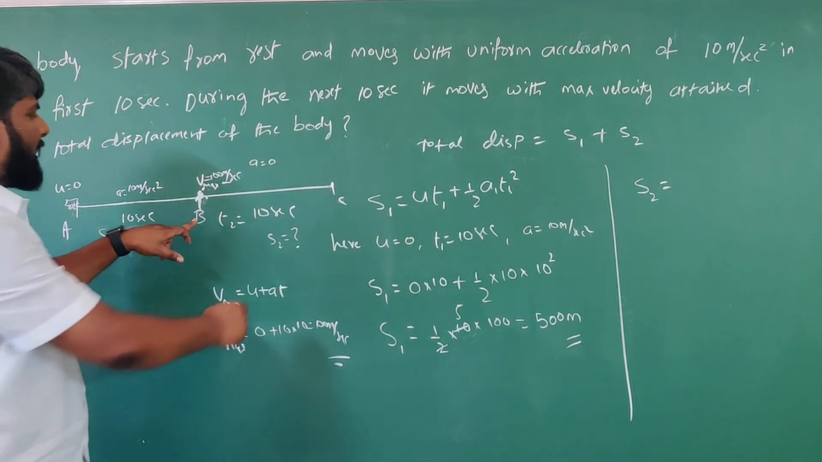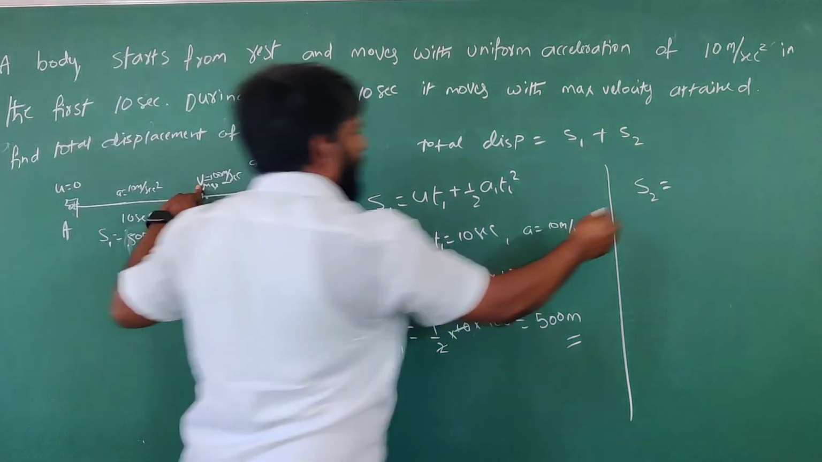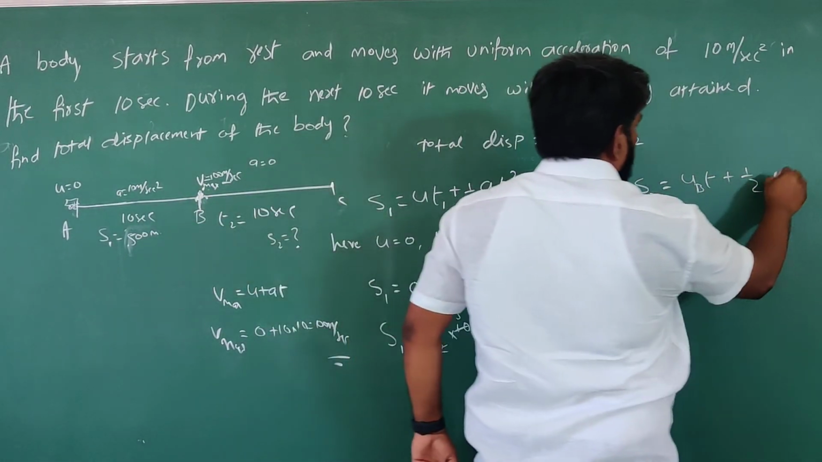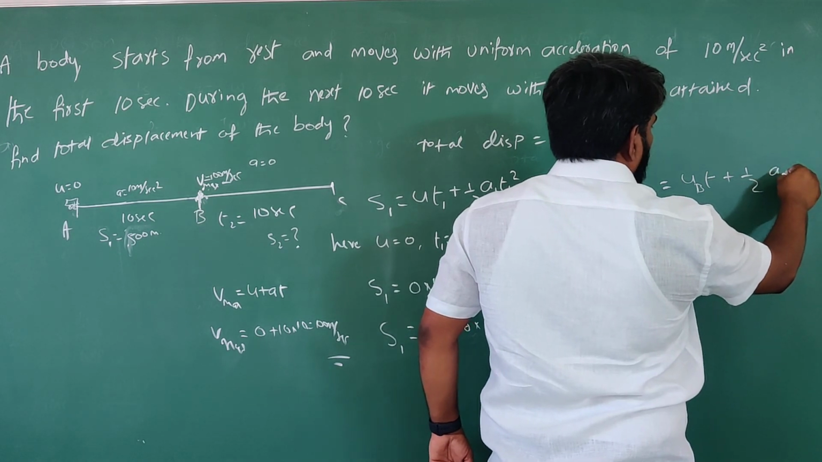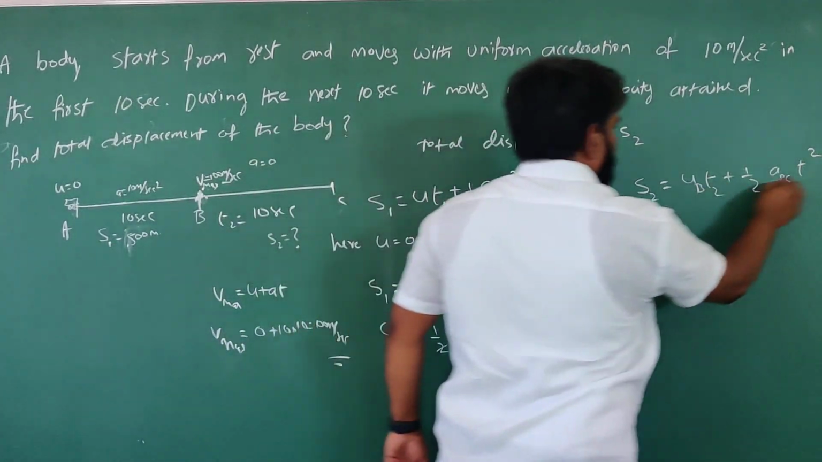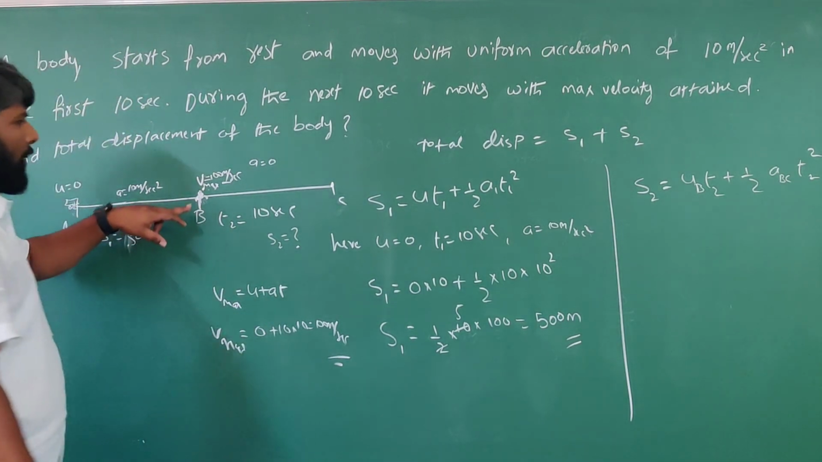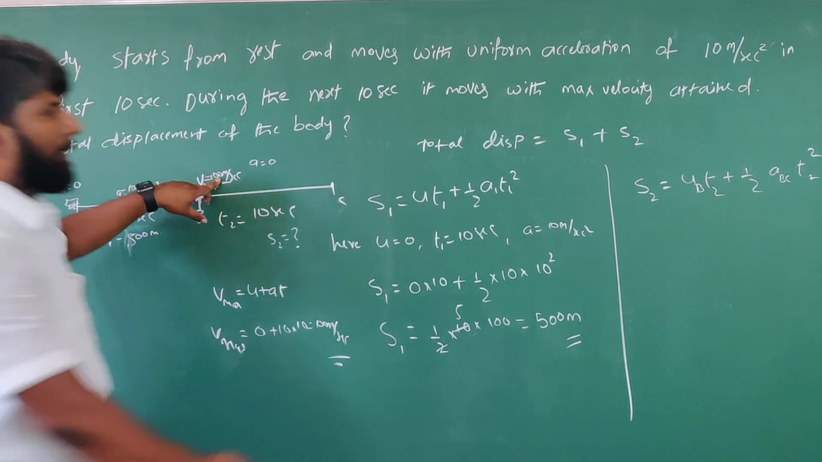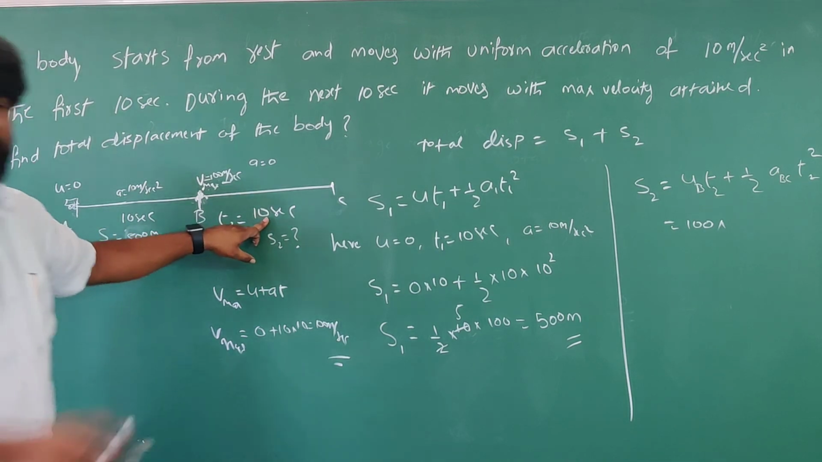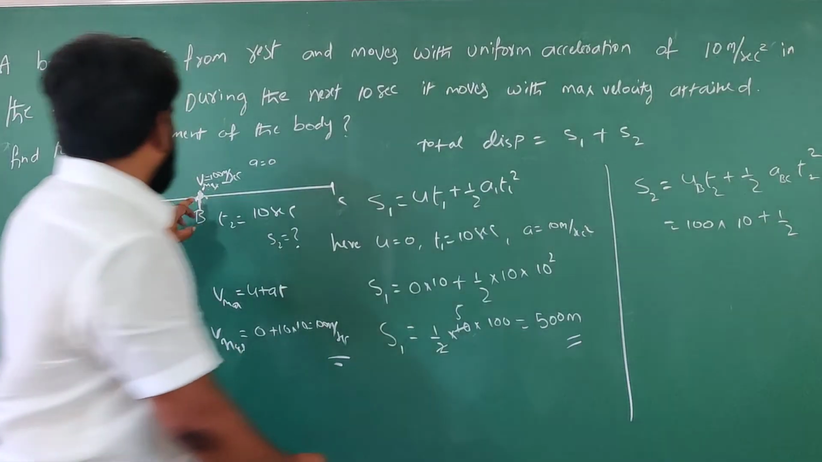It is taken as A, B, C. S2 means from where to where are we taking? B to C. So S2 is equal to the initial velocity at B, times time t, plus half acceleration a, from B to C, time t square. This is taken as t2. Observe, the initial velocity at B is 100 meter per second. The time taken in this journey is 10 seconds, as given in the problem, plus half into the acceleration between B and C.